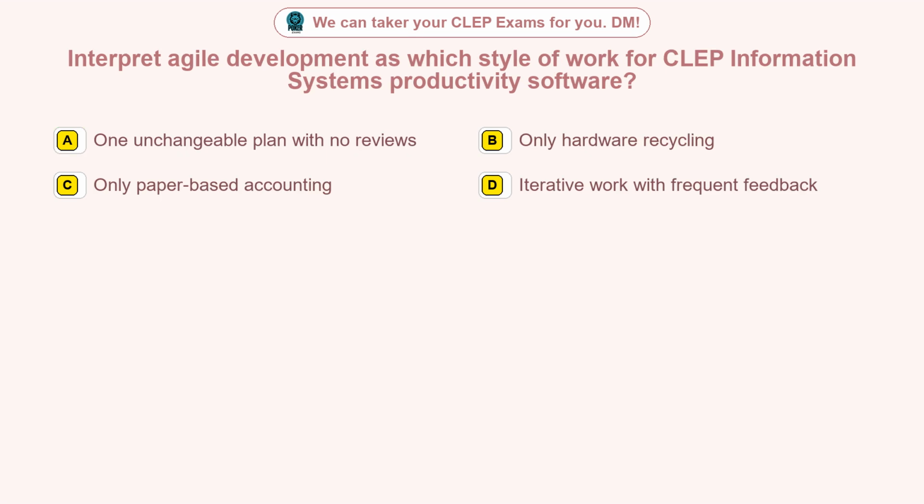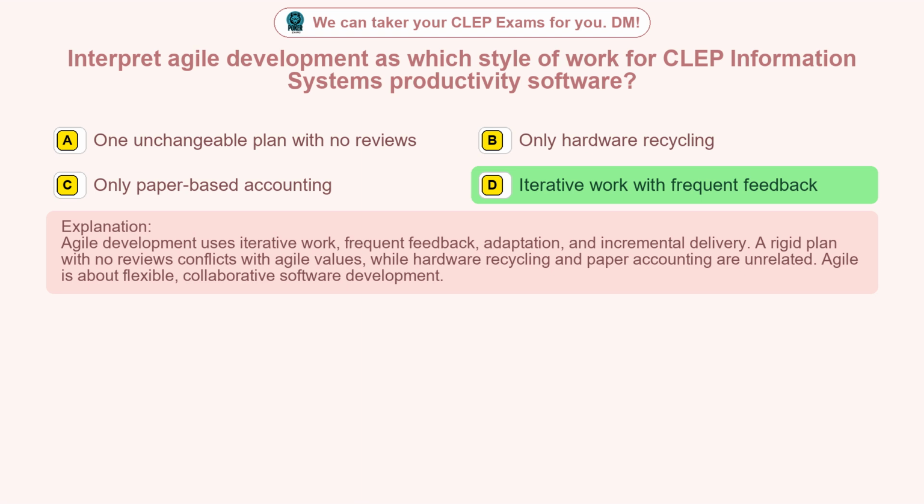Question 70. Interpret agile development as which style of work for CLEP Information Systems productivity software? Option A. One unchangeable plan with no reviews. Option B. Only hardware recycling. Option C. Only paper-based accounting. Option D. Iterative work with frequent feedback. The correct answer is option D. Iterative work with frequent feedback.